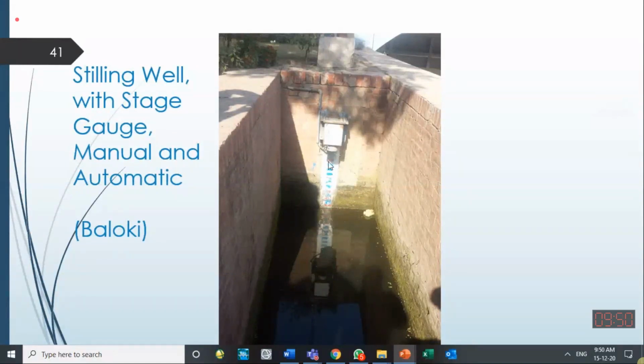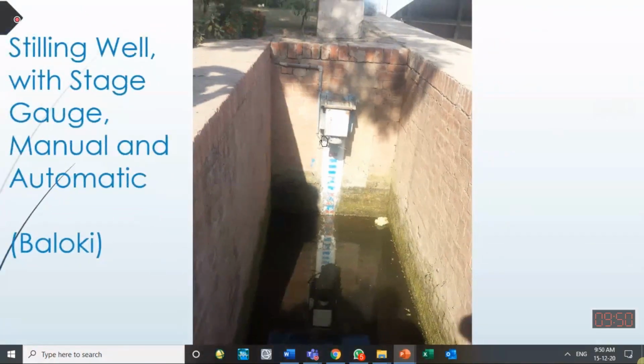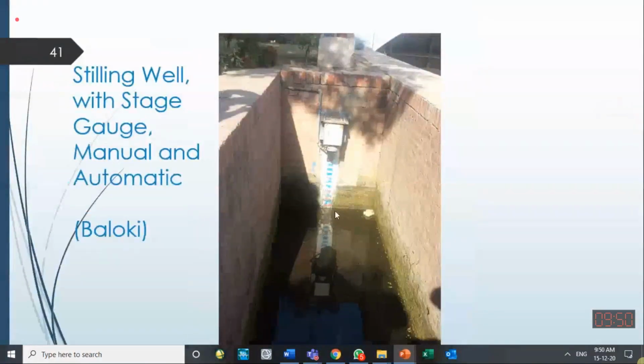In addition to that, they have installed an automatic water level recorder. They use sound waves to estimate the elevation of the water with respect to this instrument. So they have an auto stage recorder installed over it, which conveys information to the central telemetric system.